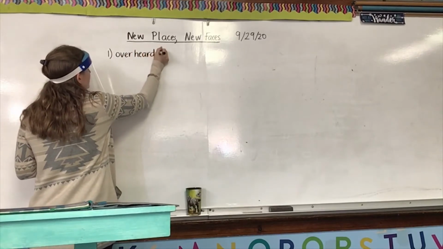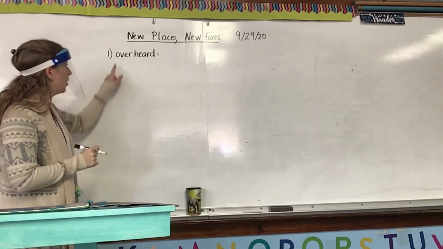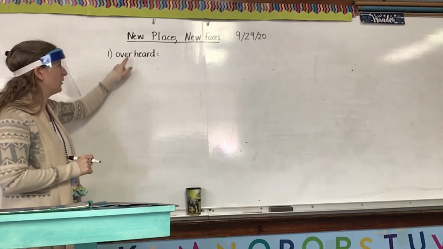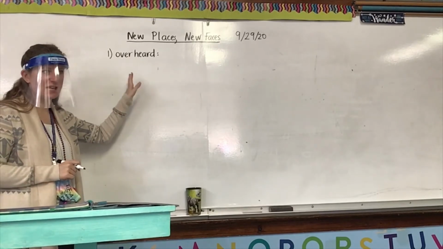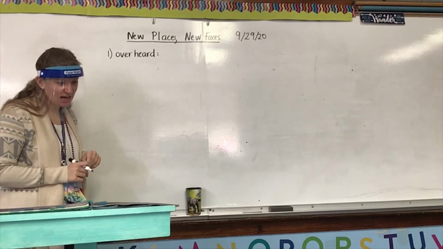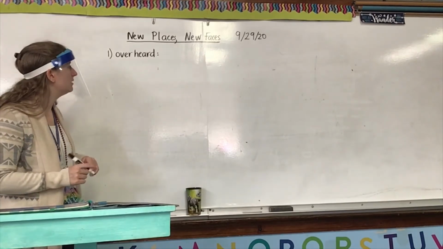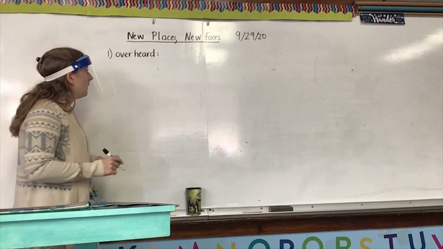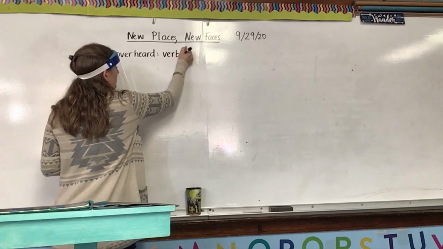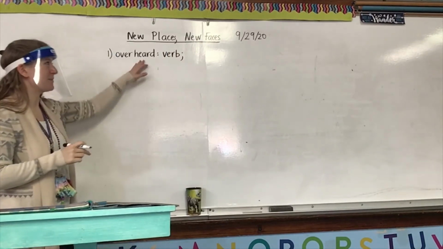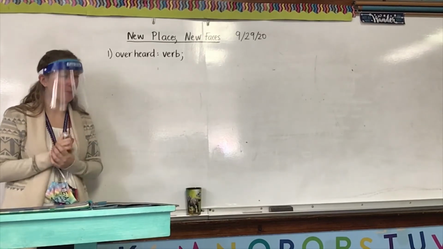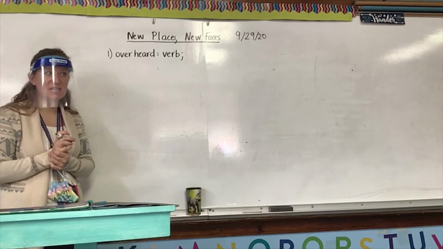Overheard. This is one word. Overheard. It is one word. There is no space. I know it kind of looks like maybe I have a little space, but that was just an accident. It is one word. Overheard. It is a verb, which means it's an action. In this case, it's past tense, so it already happened. I forgot to make it not past tense, but whatever. Over here would be the present tense.